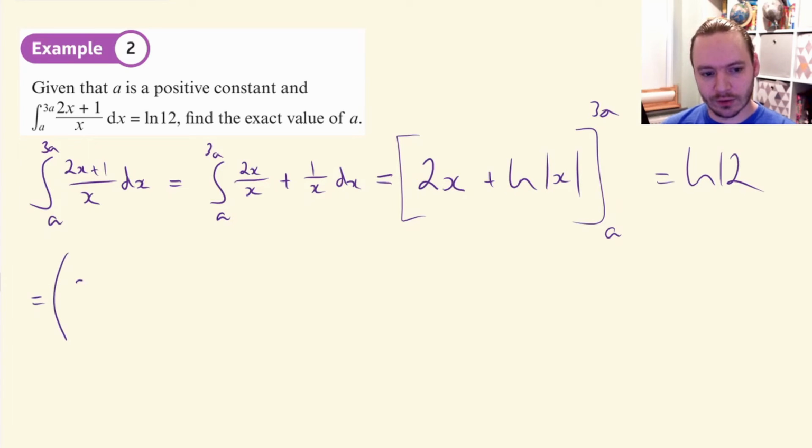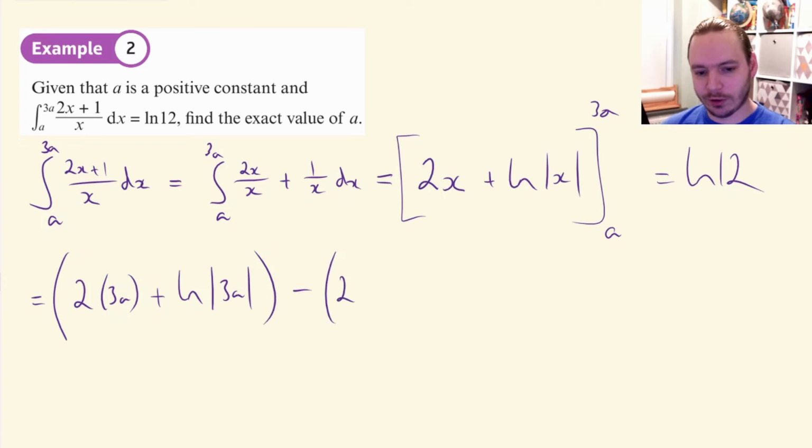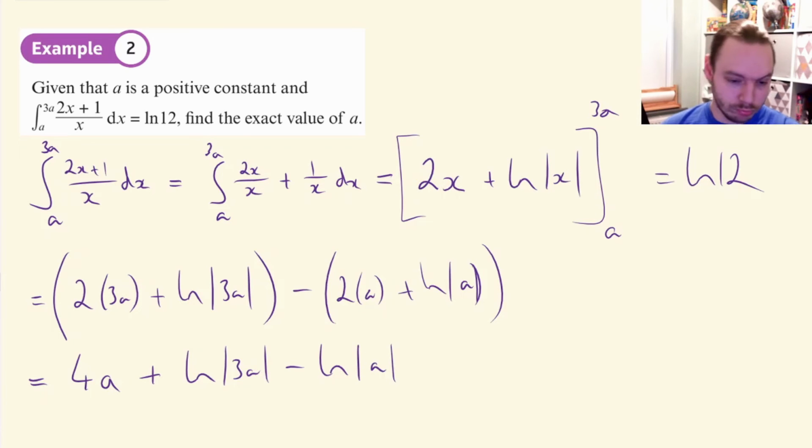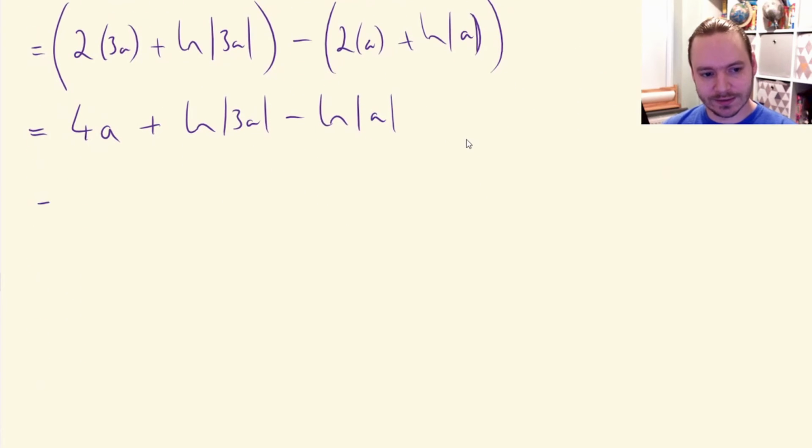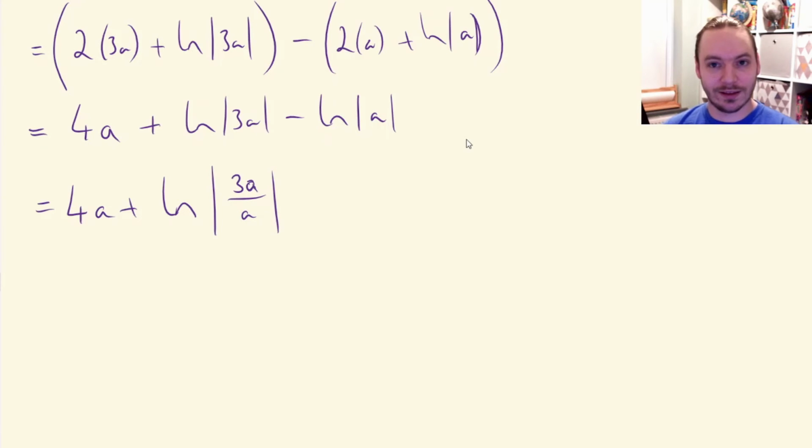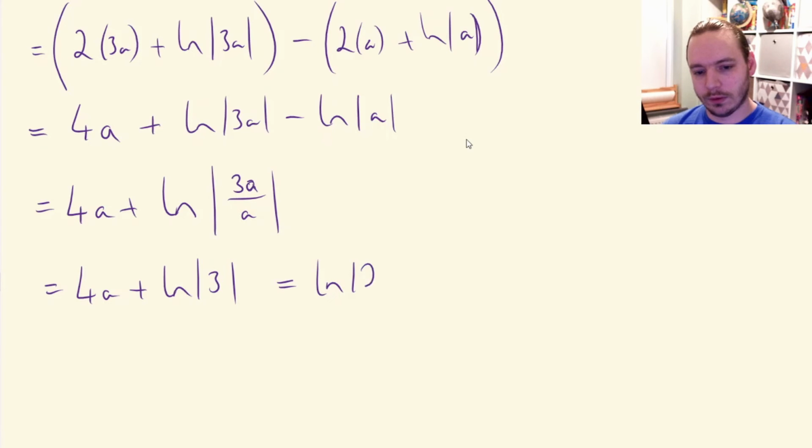So I am going to get 2 lots of 3a plus ln of 3a, take away 2 lots of a plus ln of a, and then this tidies up somewhat. 2 times 3a is 6a, take away 2a is going to be 4a, and then I've got ln of 3a, take away ln of a. And we have some rules that we can apply to do with logarithms, so that actually gives us 4a plus ln of 3a divided by a, because when you're subtracting, that's the same as dividing with logs. Oh, and the 3a and the a cancel. So this is 4a plus ln of 3. And we know that this equals ln of 12.